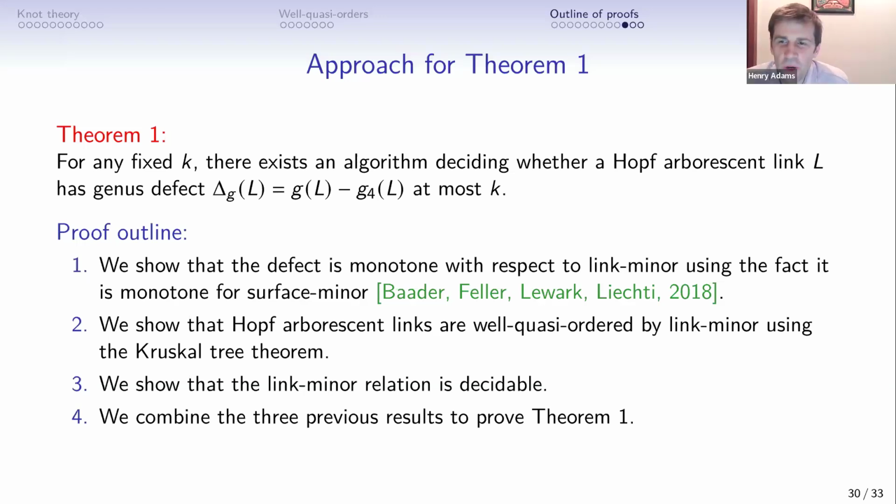I had two questions, if I may. The first question: is it pretty easy to see that there is an infinite number of Hopf arborescent links? Sorry, the question is, is there an infinite family? Is it easy to see that there's an infinite number of them, non-equivalent? Yes. How to do so? Okay.